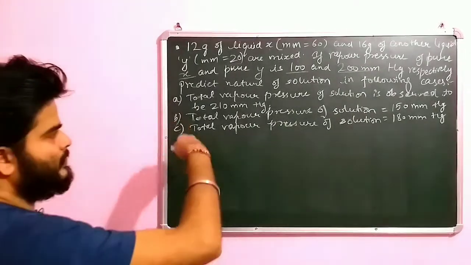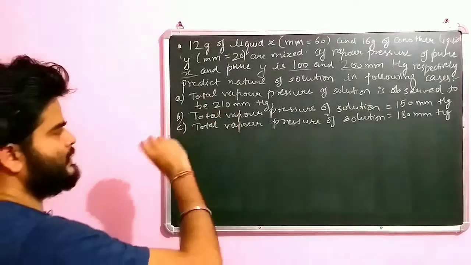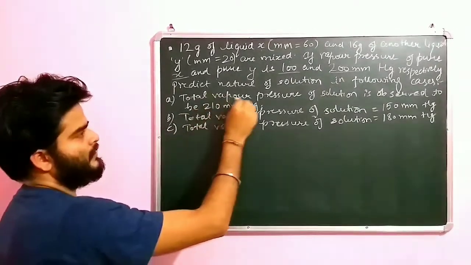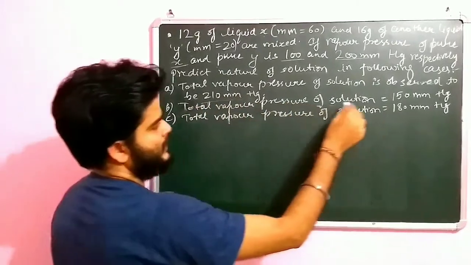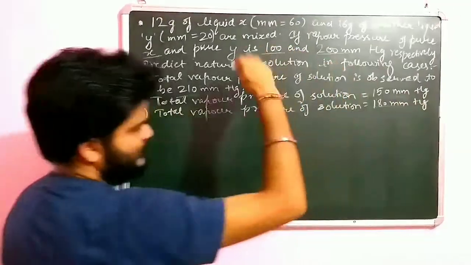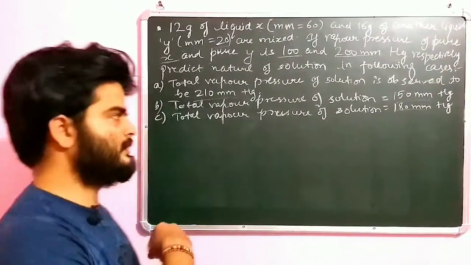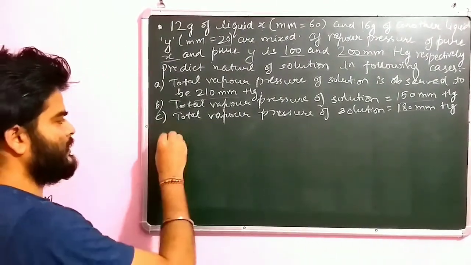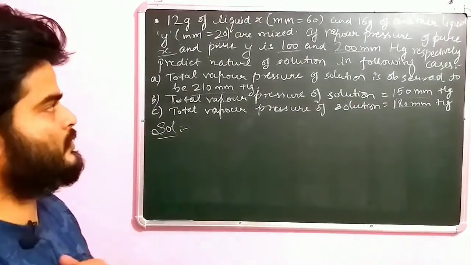We have to predict the nature of solution in the following cases. These are the three cases. In all the three cases we have to predict the nature of solution. First is when the total vapor pressure of solution is this. In second case this is, and these are the three cases. So we have to find out the vapor pressure first. So let us start with our solution.